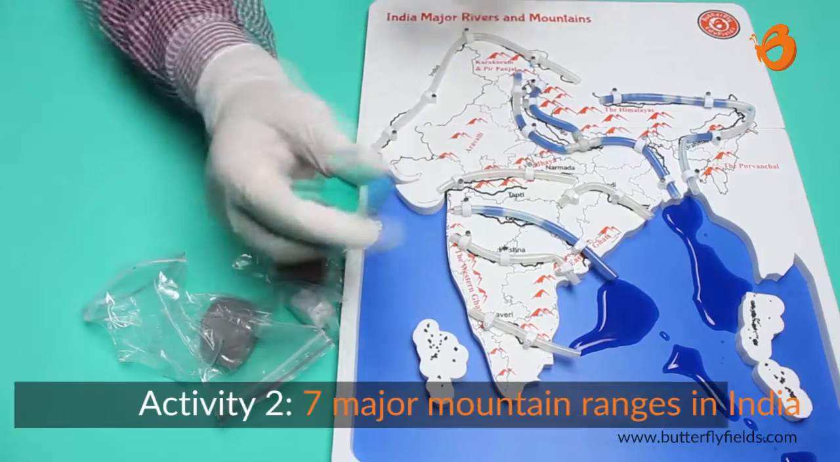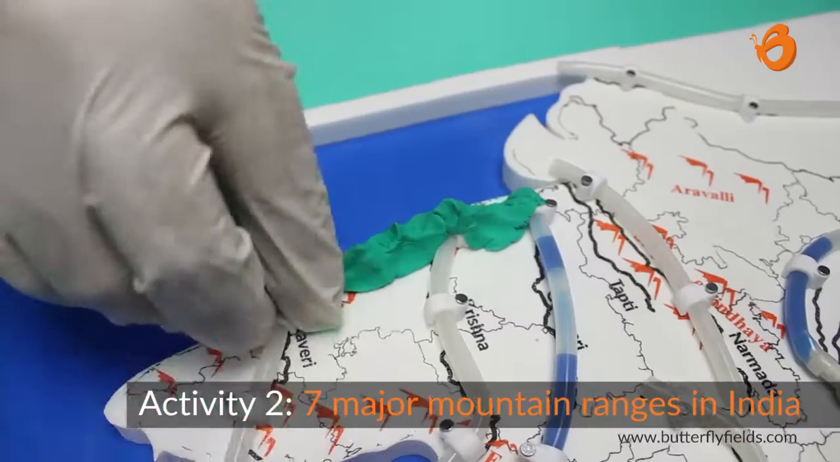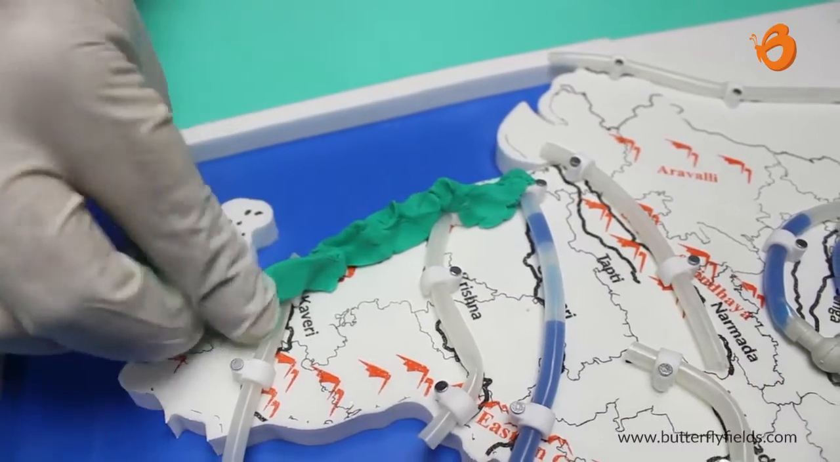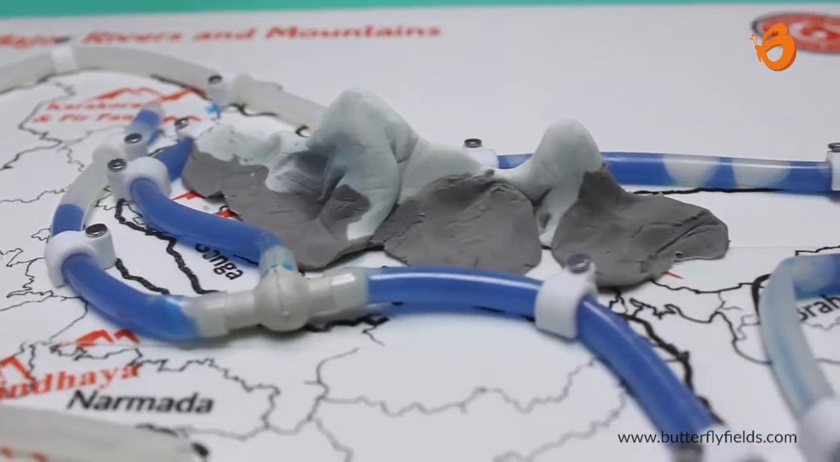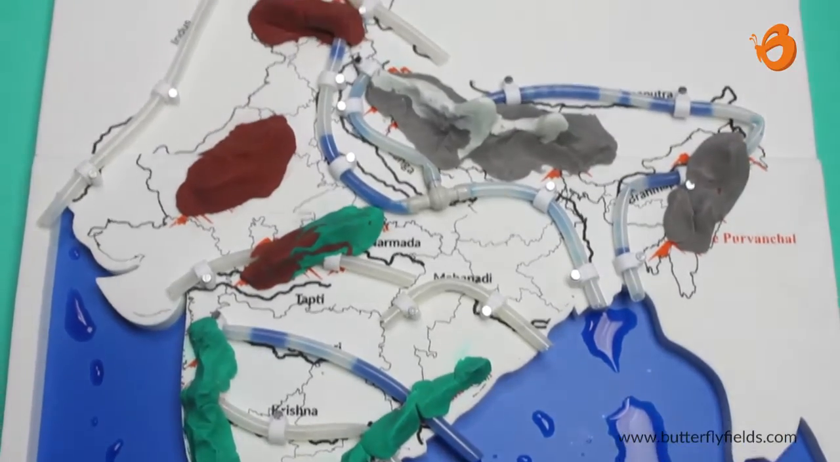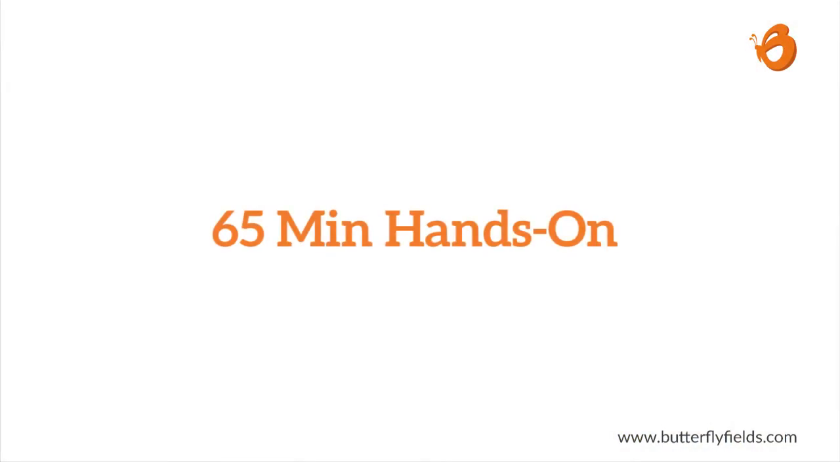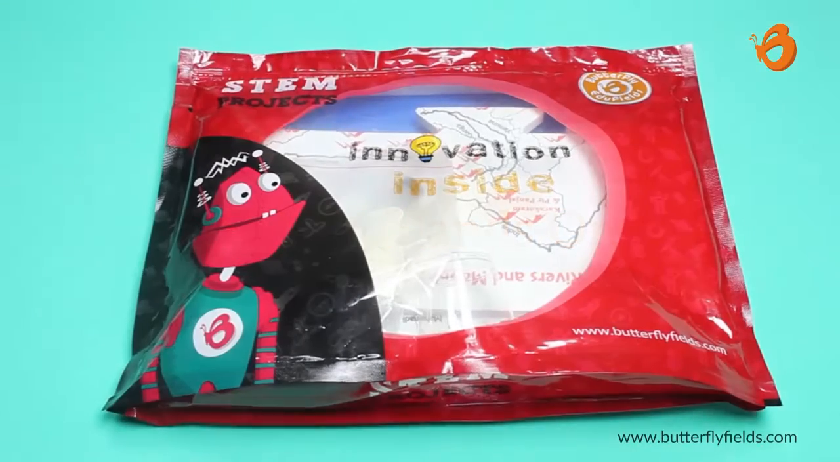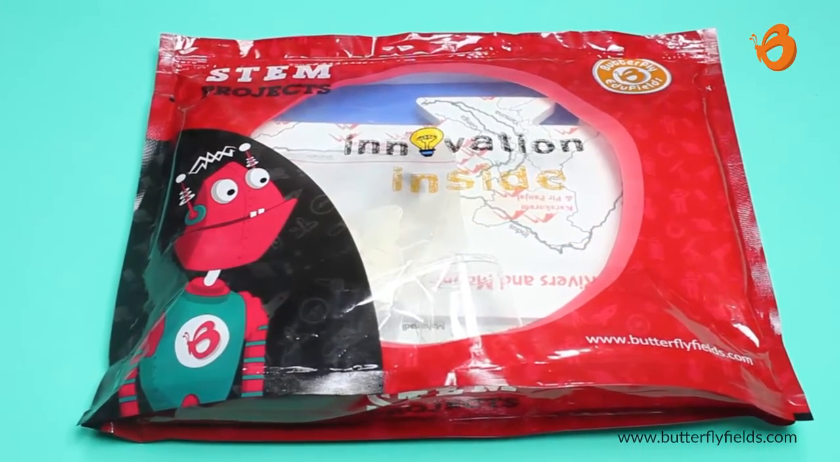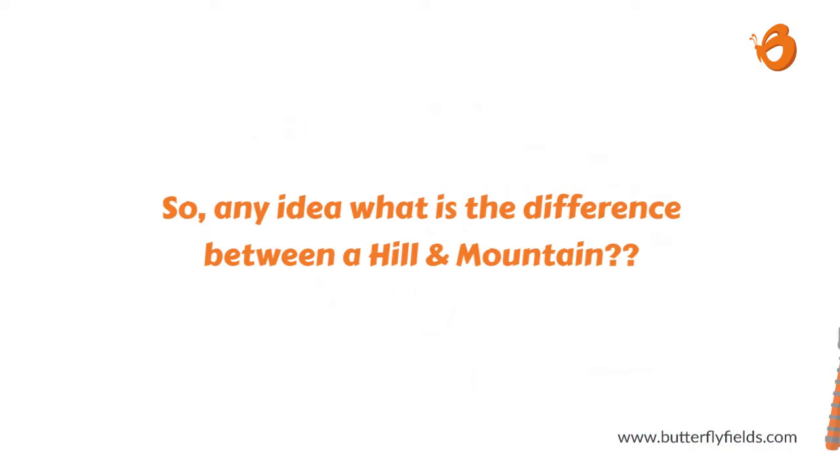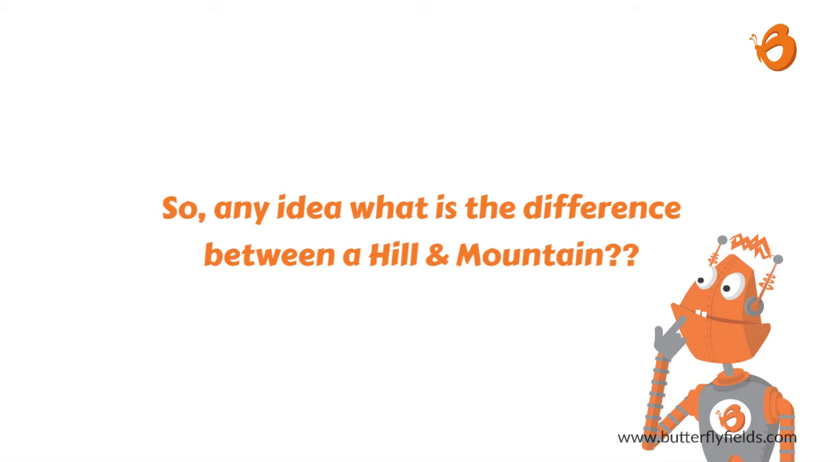Activity 2 is about the major mountain ranges, where students have to make different mountain ranges using clay like the Himalayas, Aravallis, Western Ghats and Eastern Ghats. In all, this is a 65-minute hands-on activity kit packed with triggering questions and self-assessments. So, any idea on what the difference between a hill and a mountain is?